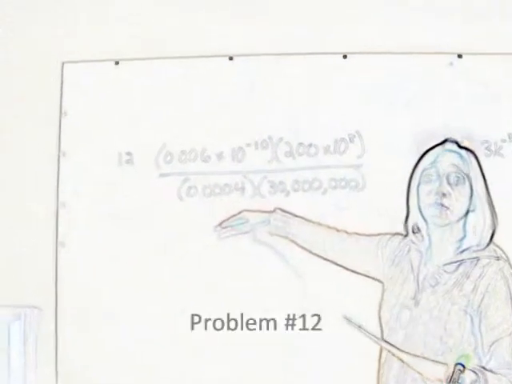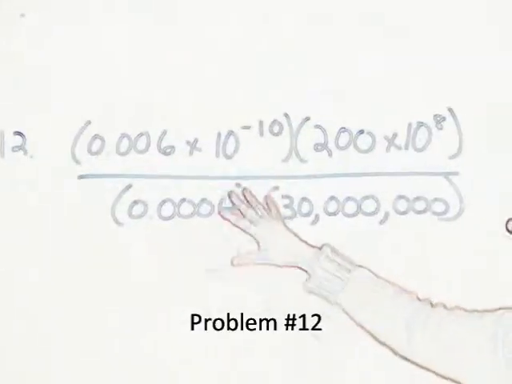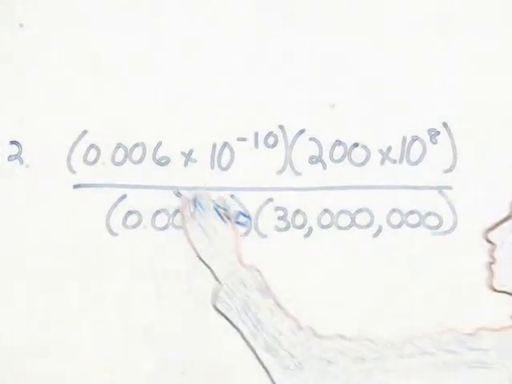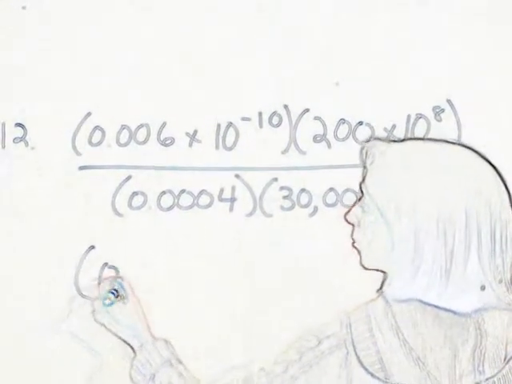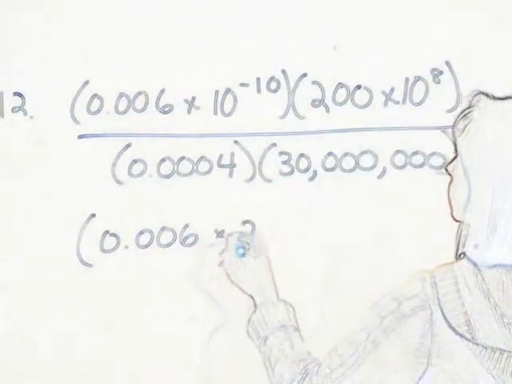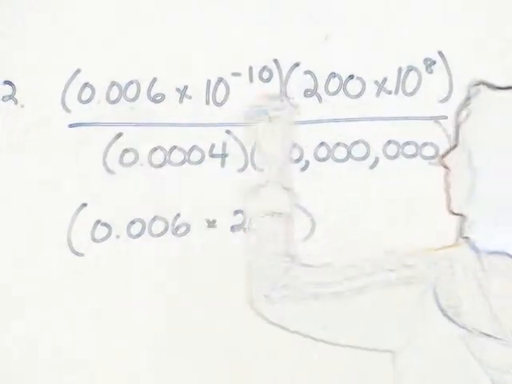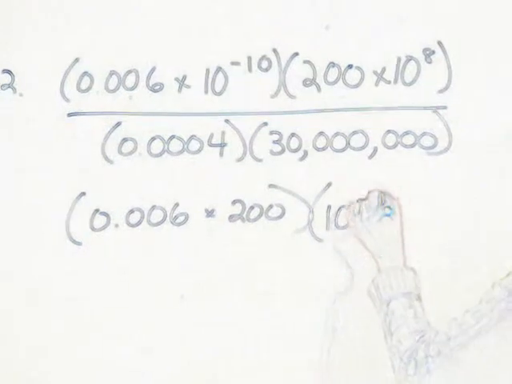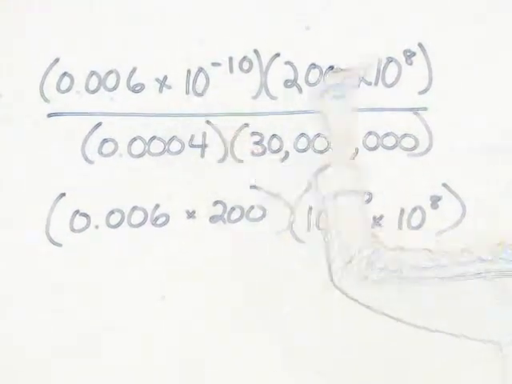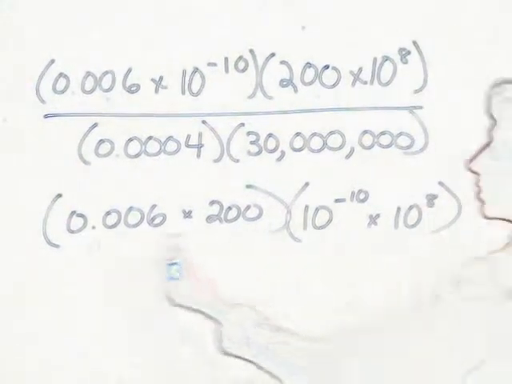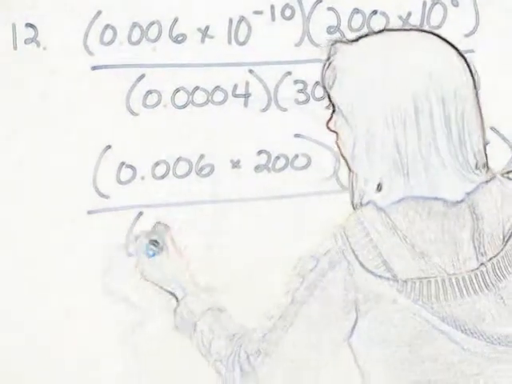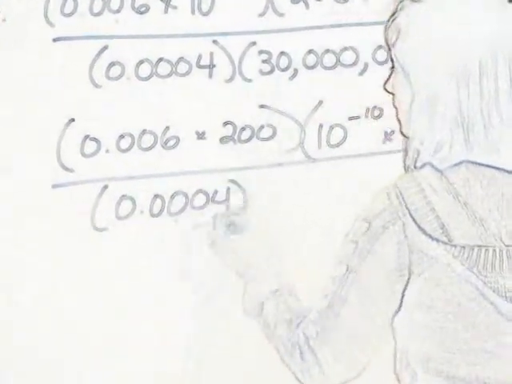Alright, let's hit number 12, scientific notation. There's a couple different ways to go about this problem. I think it's easiest just to multiply the numbers together. You won't have to write this step out, you can just put it right in your calculator. This times 200, the number times the number, and then 10 to the negative 10 times 10 to the 8. I'm just grouping together the exponents and the ones that don't have exponents. And then, of course, the bottom, there's no exponent, so I'm just going to recopy it.